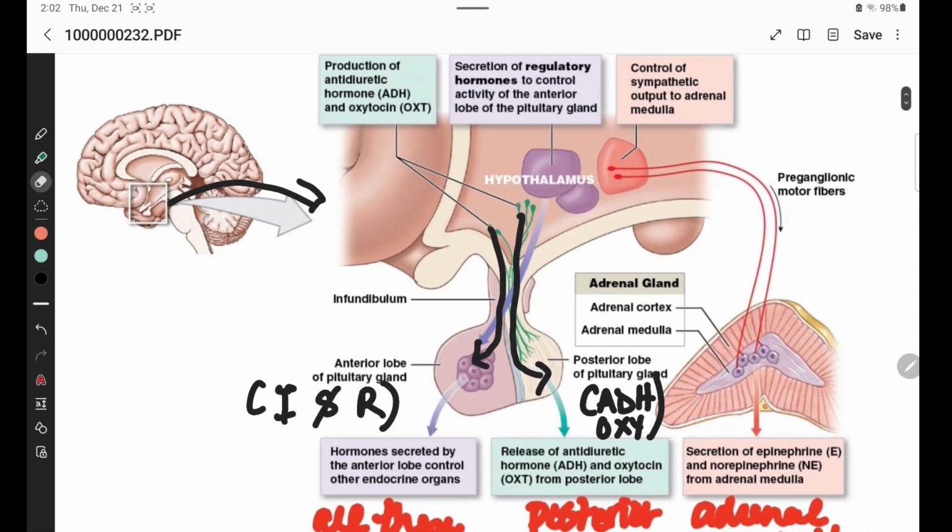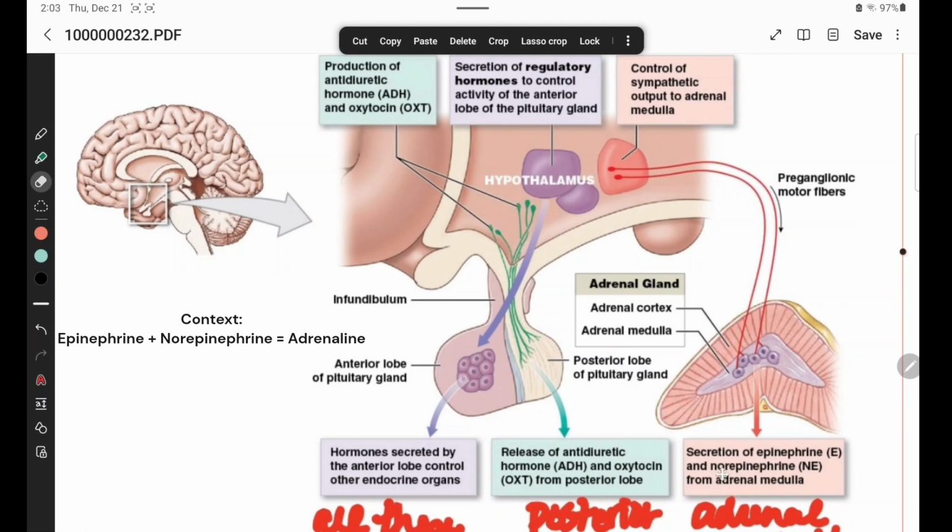Oh, fun fact, the hypothalamus goes straight to the medullary cavity of the adrenal gland and helps in the release of epinephrine and norepinephrine. But that will be explained further in a future video.